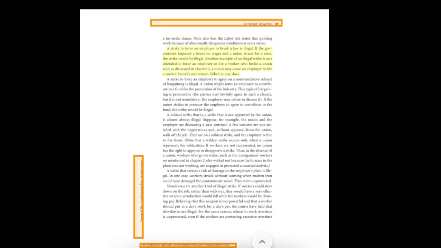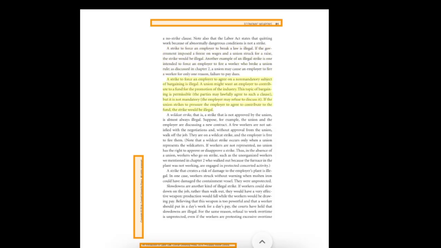A strike to force an employer to break a law is illegal. If the government imposed a freeze on wages and a union struck for a raise, the strike would be illegal. Another example of an illegal strike is one intended to force an employer to fire a worker who broke a union rule. As discussed in Chapter 2, a union may cause an employer to fire a worker for only one reason: failure to pay dues.